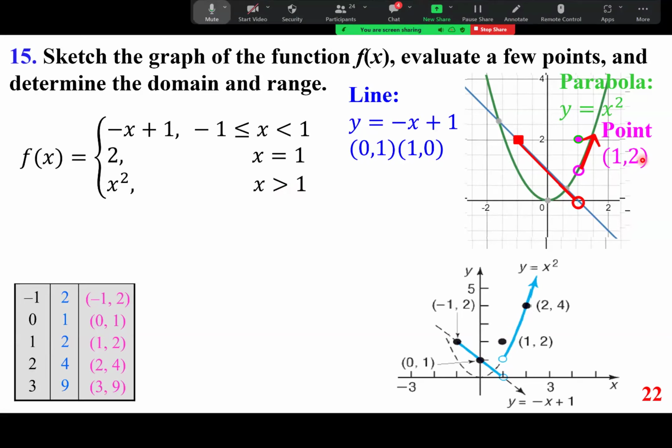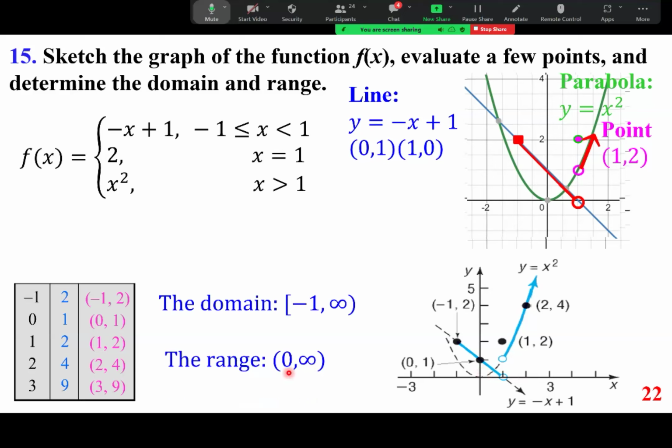Now, if you want to find the domain, you look at the graph, it starts from here, which is from -1, and goes to infinity. If we want the range, it starts from here and goes to infinity. But over here, I see a hole. So this one is not covered. So from 0 to infinity, but 0 is not covered. Whereas here, -1, we have a solid point and it's covered.